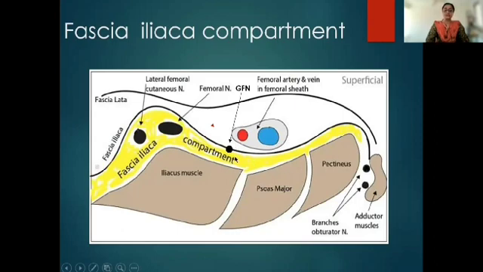Also, you can notice that in the compartment also lies the genitofemoral nerve. So genitofemoral, which runs in the anterior aspect of the psoas muscle, posterior to the fascia iliaca, mostly gets blocked in the fascia iliaca compartment block.